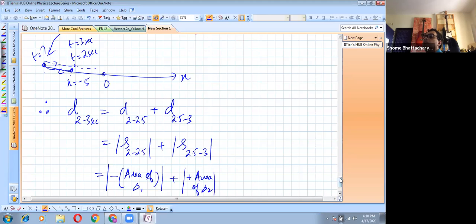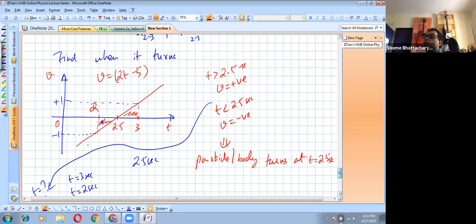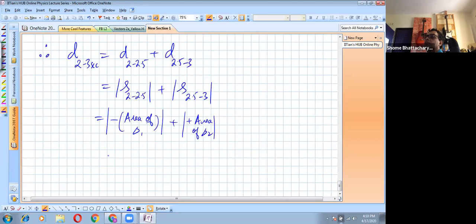This one is triangle 1, and this one is triangle 2. So you will see that their areas are like this: half of base, which was 0.5 seconds, into height, which was 1 meter per second. And again, this one is also the same, but it's just coming with a plus sign.